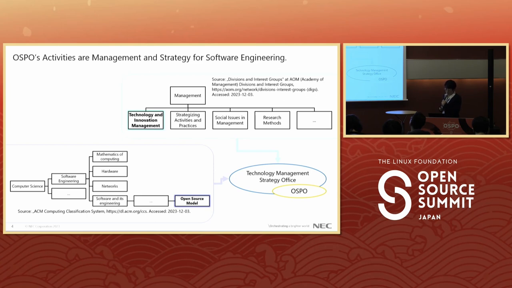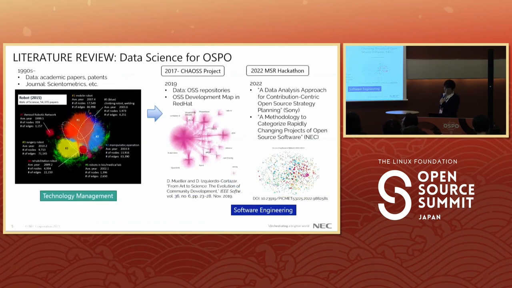Ideas of technology management are generally available to other engineering and other sciences. Meanwhile, the left side shows the section of computer science from ACM. As you know, open source model is one field of computer science and technology, and technology management strategy office locates at an intersection, technology management and computer science. Thus, data science for OSPO must use methodologies in technology management.